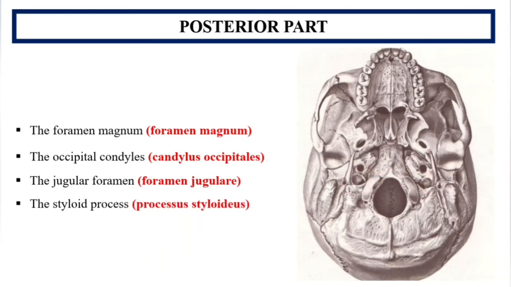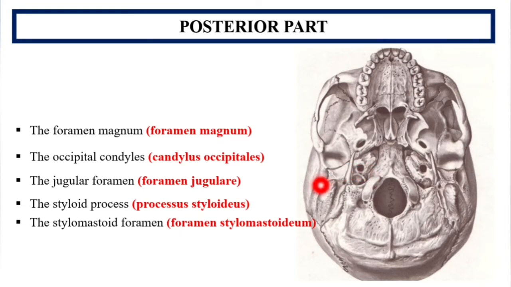The styloid process. The styloid process is this one, this sharp one. And this process is called the mastoid process. In between those two, you will find the stylomastoid foramen, foramen stylomastoideum, right? In between these two. So the facial nerve will actually exit through this part. Okay, we will talk about the facial nerve later. Don't worry. Right, so I told you this is the mastoid process, processus mastoideus here for the attachment of the sternocleidomastoid muscle.